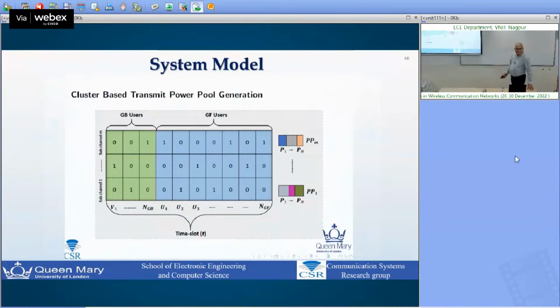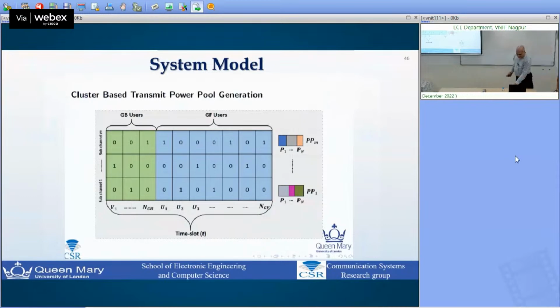It's similar to the secondary network in cognitive radio. The concept is similar to spectrum sharing. If you take the NOMA principle, like spectrum sharing, secondary users coexist without interfering with the primary users. But here we have grant-free users and grant-based users, like the primary user.